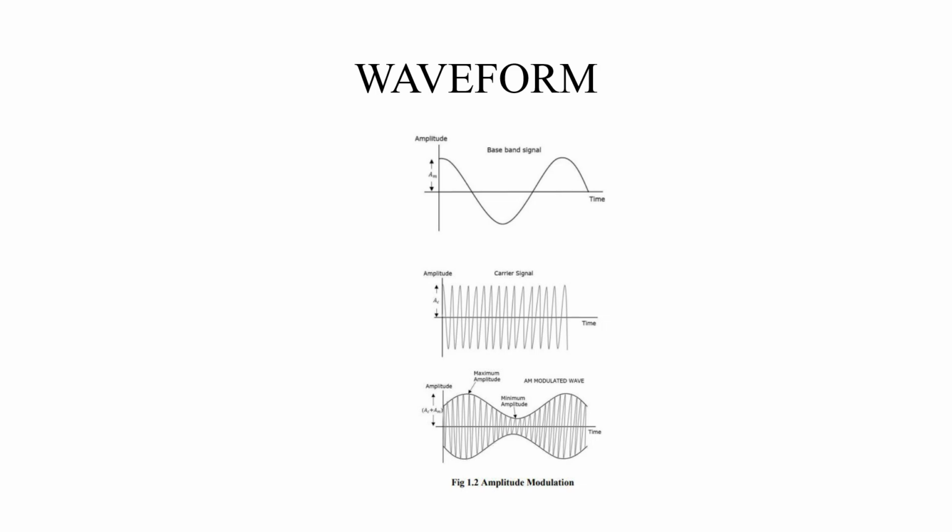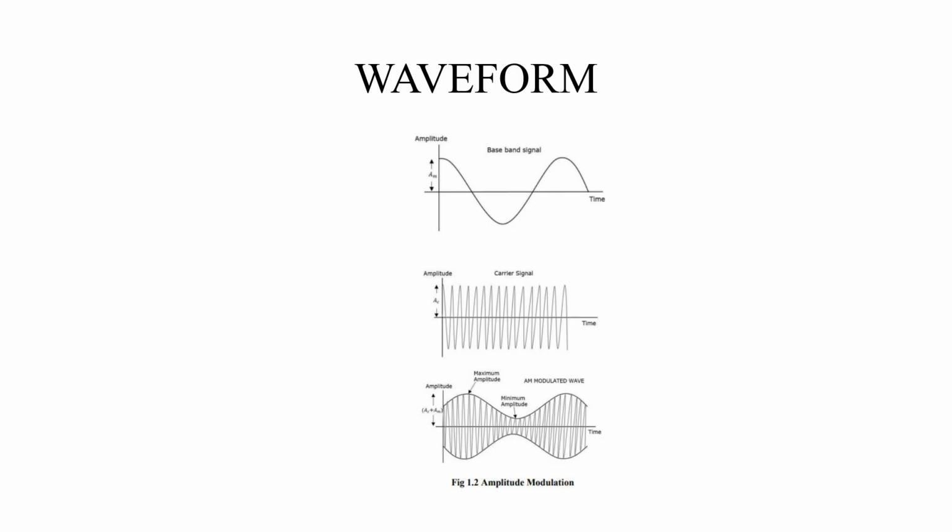The first one is the message signal. Here we have considered the message as a continuous time signal. A cosine signal is considered for a particular time duration, which has an amplitude of Am. And next is the carrier signal.